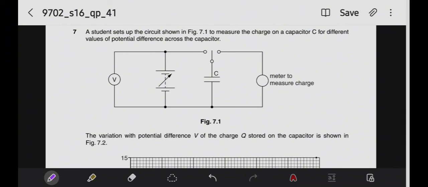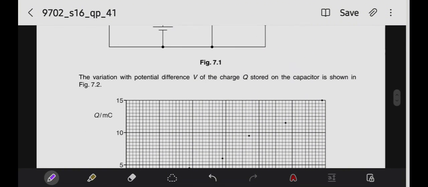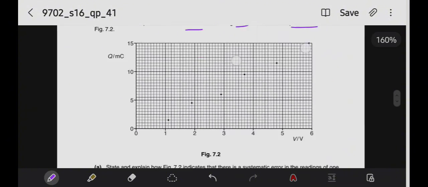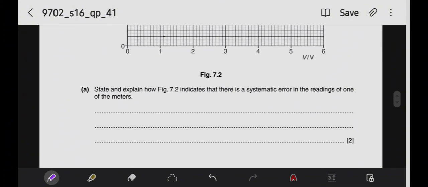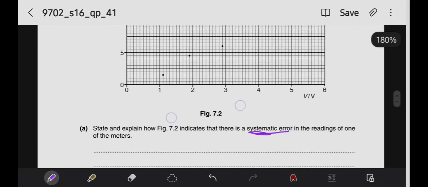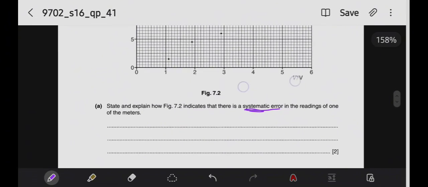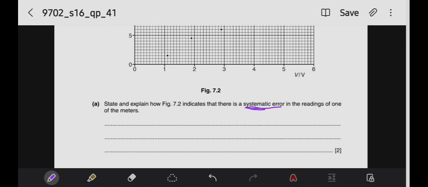Question number 7. A student sets up the circuit shown in figure 7.1 to measure the charge on a capacitor for different values of potential difference across the capacitor. Okay. The variation with potential difference V of the charge Q stored on the capacitor is shown in figure 7.2. State and explain how figure 7.2 indicates that there is a systematic error in the readings of one of the meters. Remember that whenever you see a line that is not passing through the origin, there is a systematic error in it.